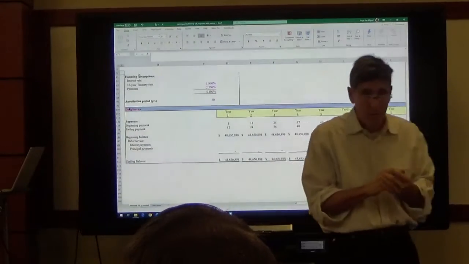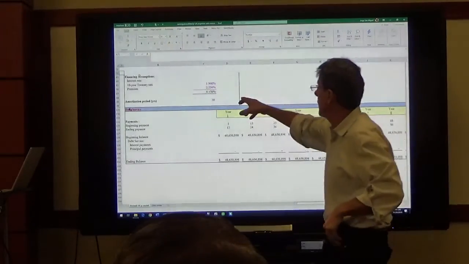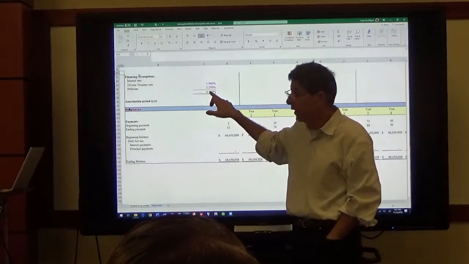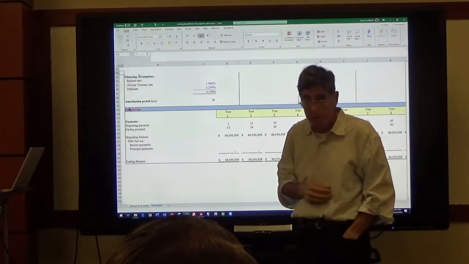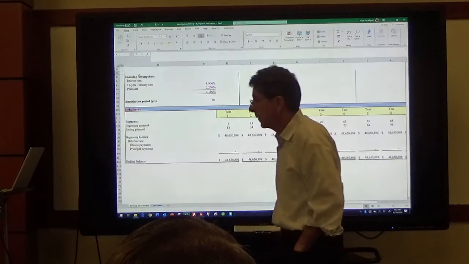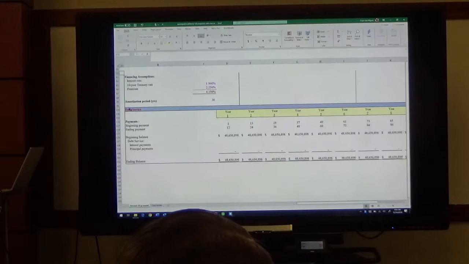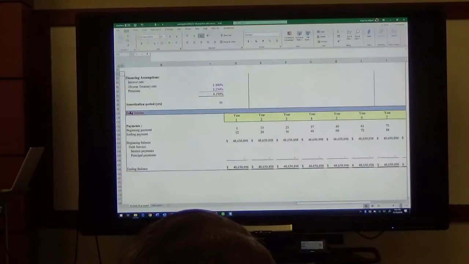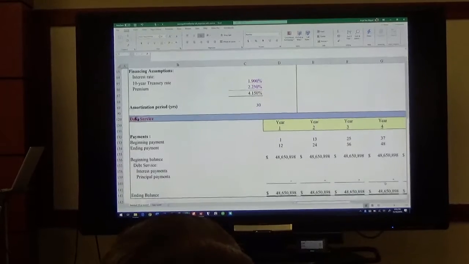Can you write it on the board? Because not everybody can see it. What do you need to see? I'll give you the number. 4.5%, 4.15%, and 30-year amortization. Everything. I can't see anything here. So you can build that. Can you read it now?